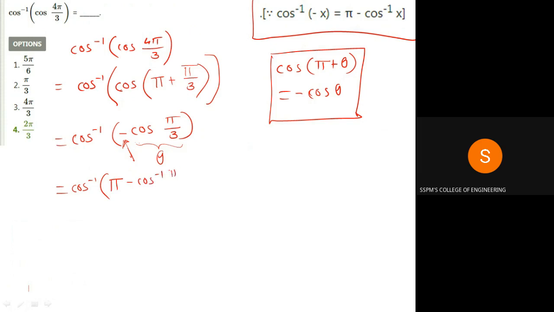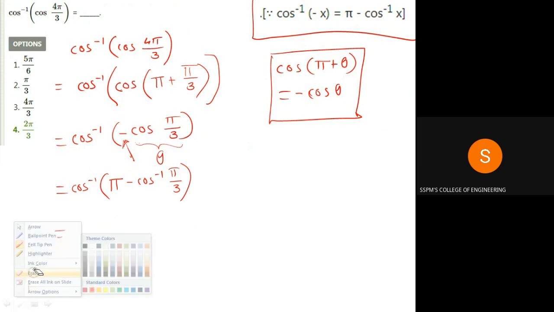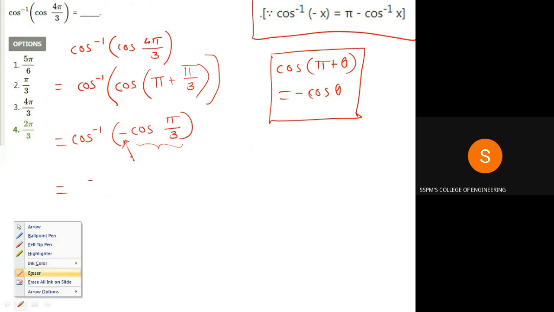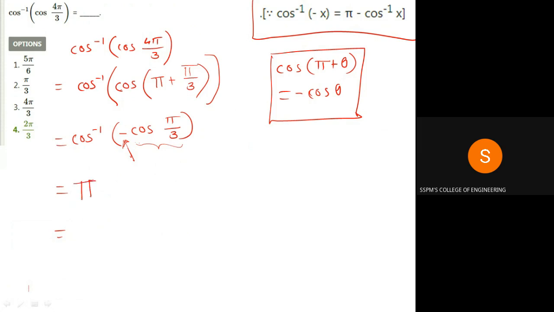So instead of theta, we will write here pi by 3. So what we found? What is the next step? According to this property, pi minus cos inverse of cos pi by 3. Cos inverse of cos pi by 3.